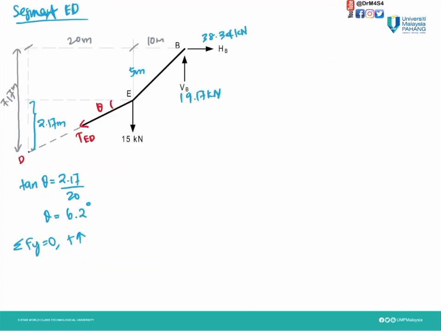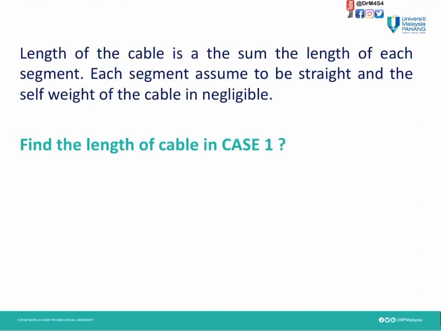Then we need to calculate for segment ED. So this is how the whole system for ED looks like. So here is our ED segment. We know all the forces, so we can get this distance here is 2.17 meter. Then we are able to calculate our theta, and we get our theta is 6.2 degree. Then take summation of Fy equal to 0 positive upward, so 19.17 is going up, so positive minus 15. Then our TED is going down, so we have to resolve that into y direction, so TED sine 6.2 degree. So we can solve this one and we get our TED is 38.61 kilonewton.